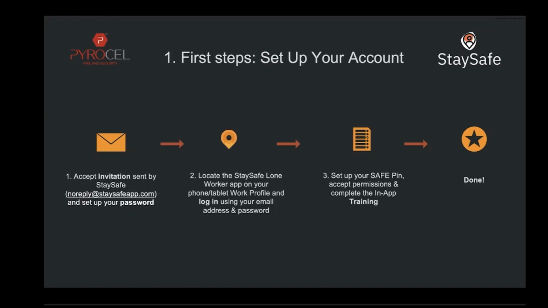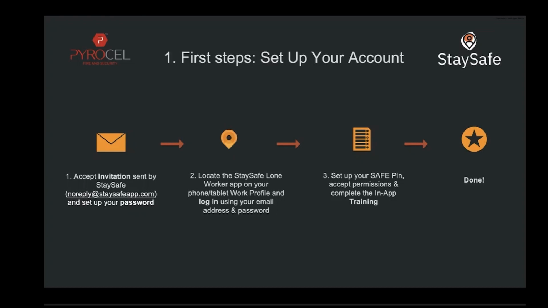Once you've downloaded the app and logged in using your email address and password, you'll be asked to set up a safe pin. So this is your unique identifier for the app and enables you to cancel down alarms, end your session, and so on. Once you've set your safe pin, you'll be asked to accept permission. So we require the permission to share your location. This is when you raise a panic alarm or any other alert from the StaySafe app. So we're able to get you the assistance that you require to the location you're in.